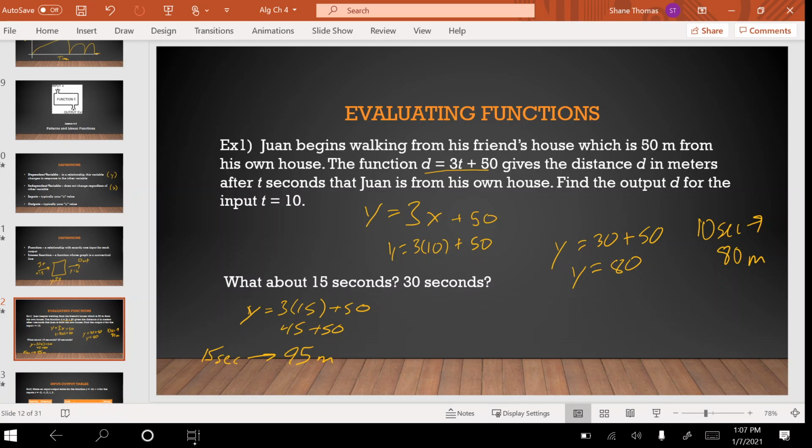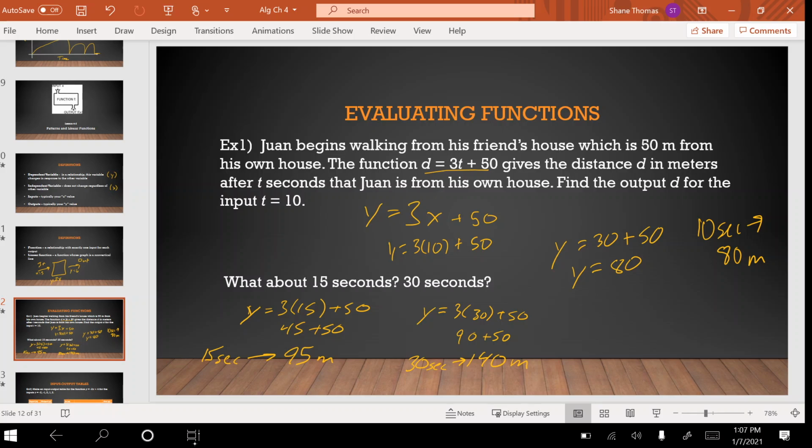What do you think I have to do differently for 30 seconds? Plug in a, yeah, exactly. Plug in a 30. Y equals 3 times 30. What's 3 times 30? 90. What's 90 plus 50? 140. So what does the 140 mean for us? Distance. That was meters. How long did it take him to walk that far? 30 seconds. So in 30 seconds, he went 140 meters.